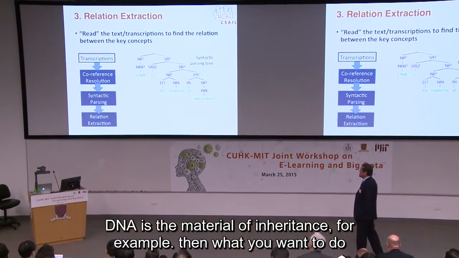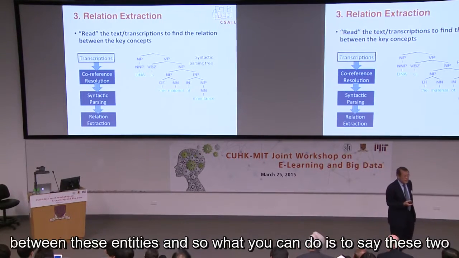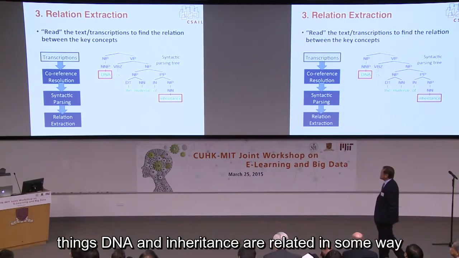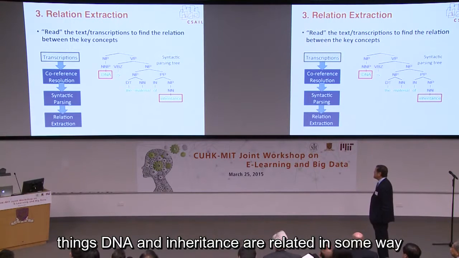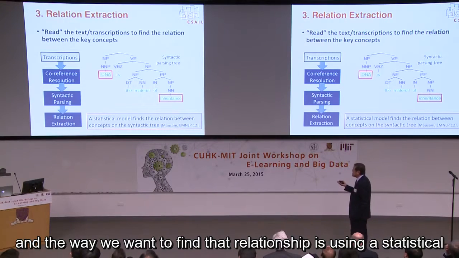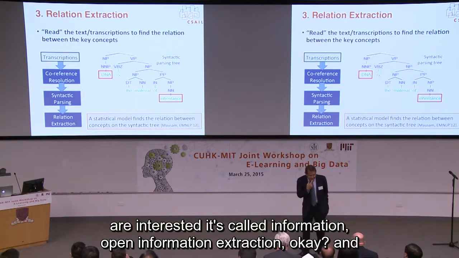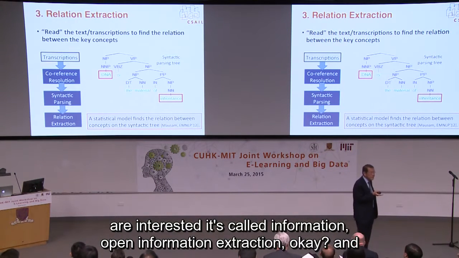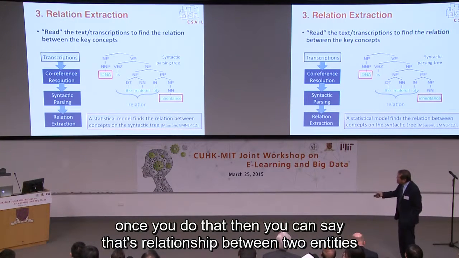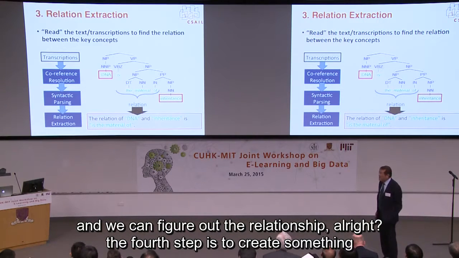Then what you want to do is extract the relationship between these entities. So you can say these two things, DNA and inheritance, are related in some way. And the way we find that relationship is using a statistical model. In this particular case, for those who are interested, it's called open information extraction. Once you do that, you can say that's the relationship between two entities, and we can figure out the relationship. All right?